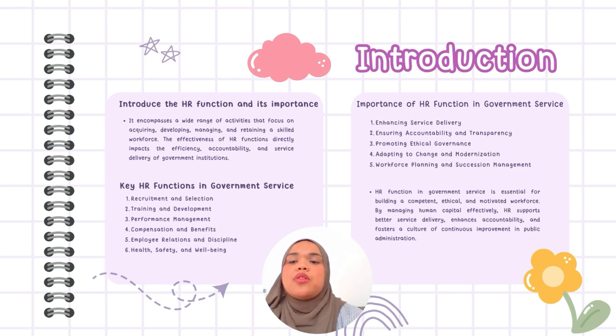Next, promoting ethical governance. It is upholding values like integrity and fairness. For example, establishing strict codes of conduct for government employees. Number four is adapting to change and modernization, preparing employees for technological advancement. For example, training staff to use digital platforms for public services.